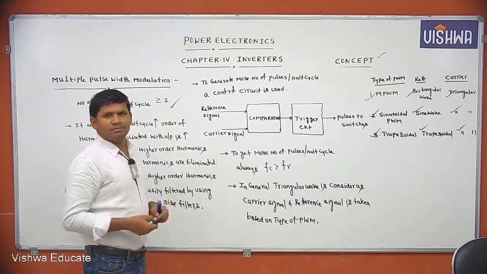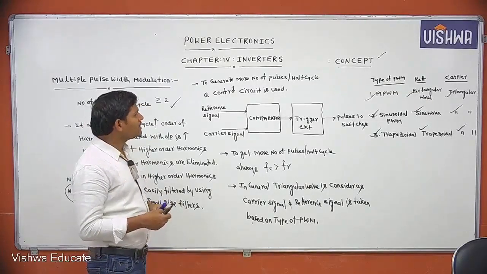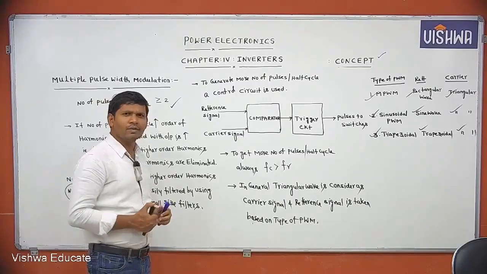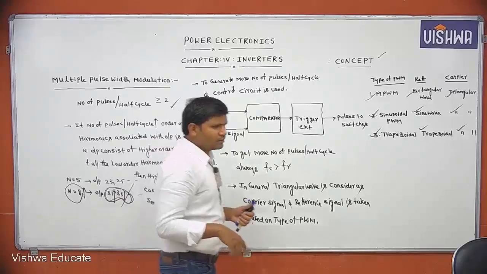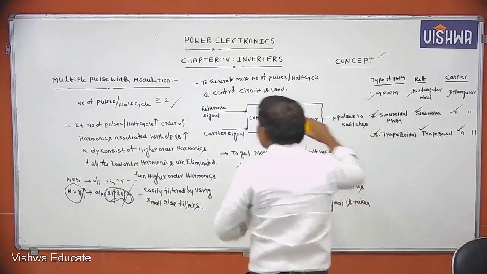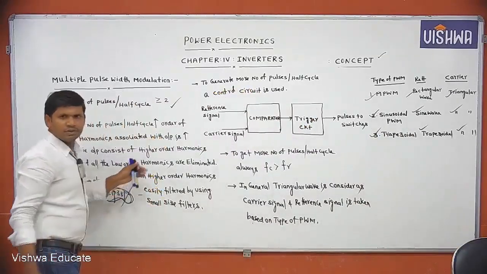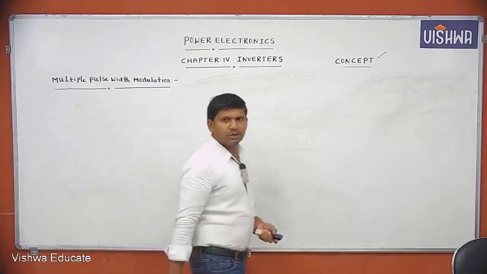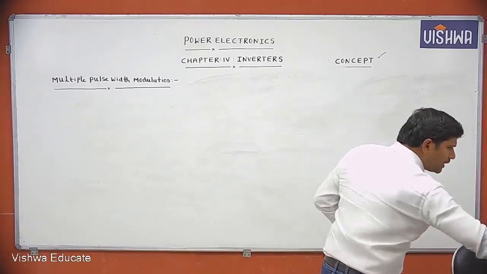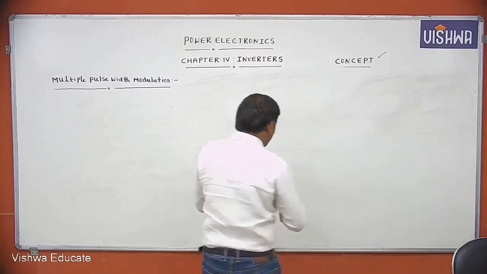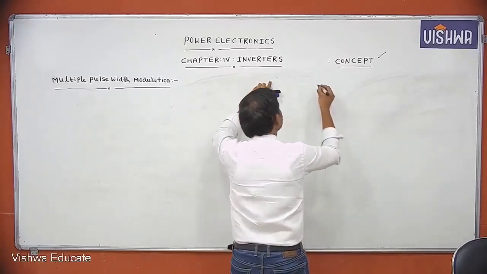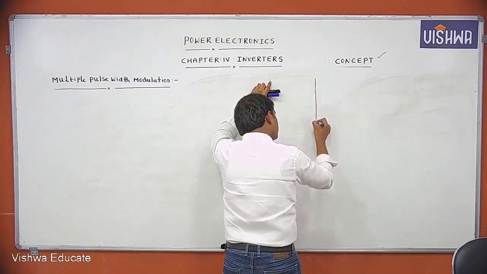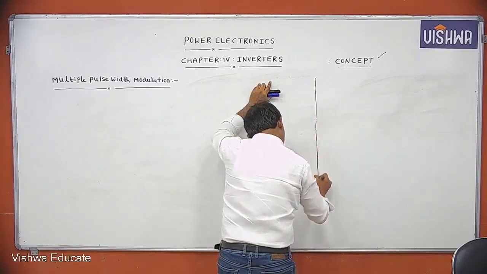Now let's see how many pulses per half cycle are generated in the case of multiple pulse width modulation. How can we calculate? I want to explain that by taking one example. Let us consider how many pulses per half cycle are generated in multiple pulse width modulation.